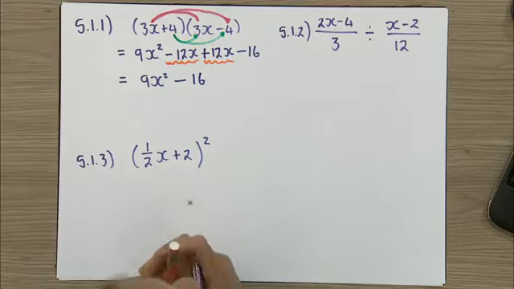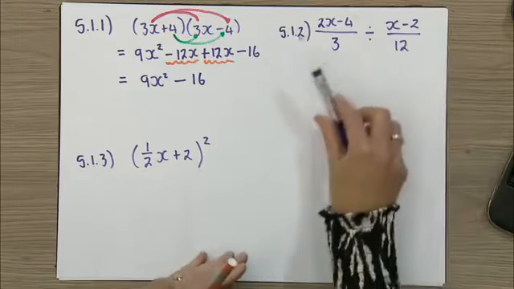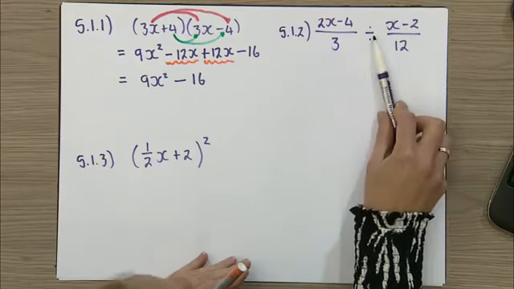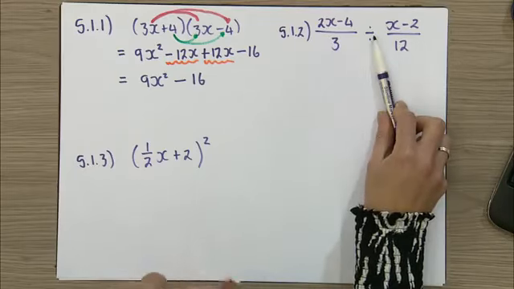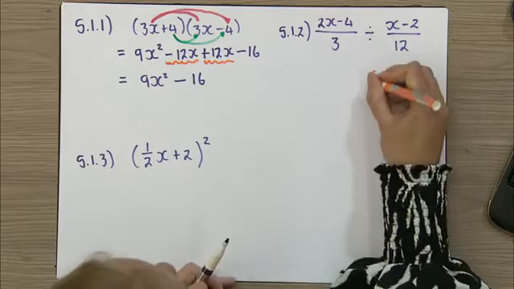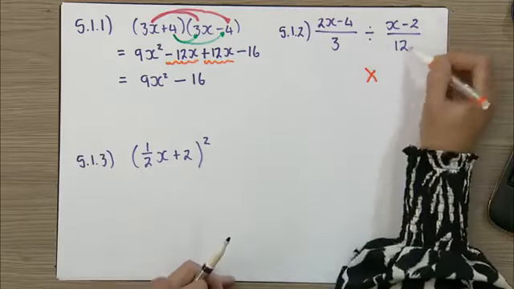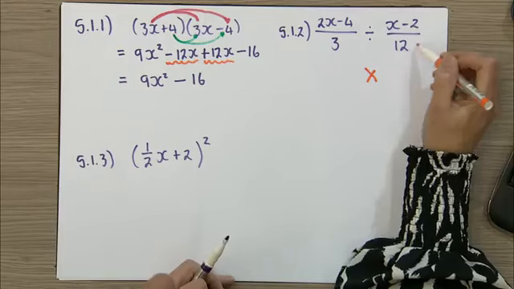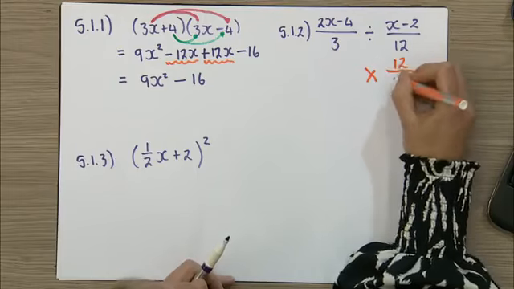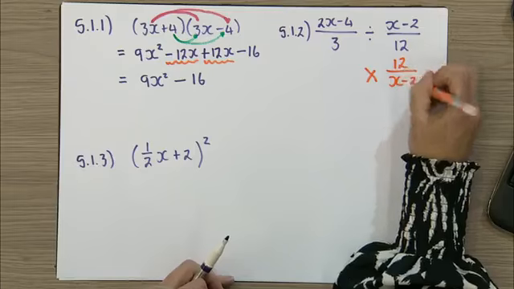Question 5.1.2. If I look at this, first thing I see, it's fractions and it's a division. So immediately, how do we divide fractions? We must change it to a times. And what happens to the second fraction? You have to flip it. It becomes 12 over x minus 2.